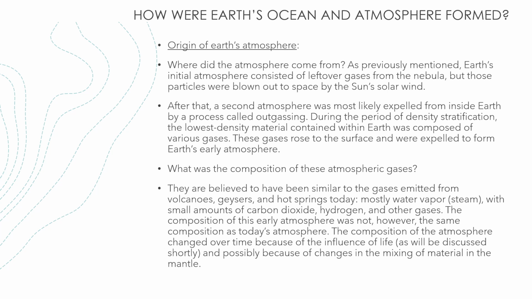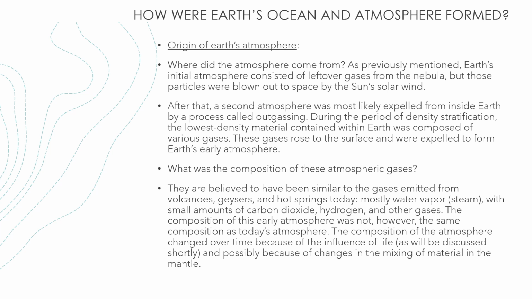Before moving forward, let's discuss the origin of our Earth's atmosphere. As we know, the gases which make up the atmosphere were initially formed right at the formation of the nebula, when the leftover gases from the nebula composed the initial atmosphere. But those particles were blown out to space by the solar wind as well. So this was the first atmosphere, and this happened way back, millions of years ago.